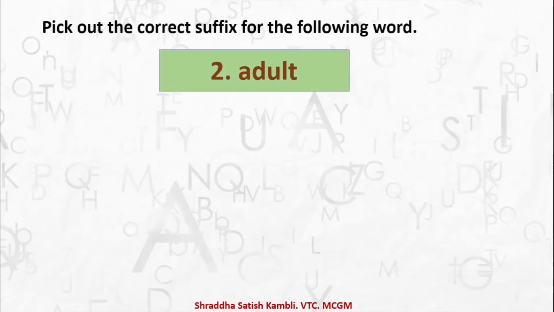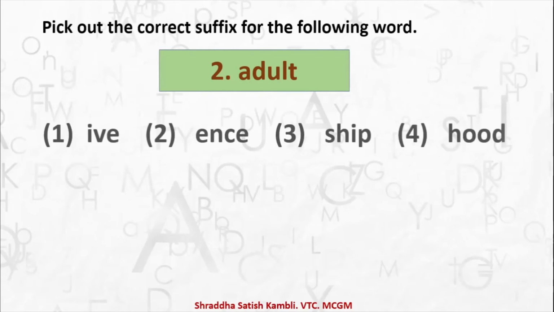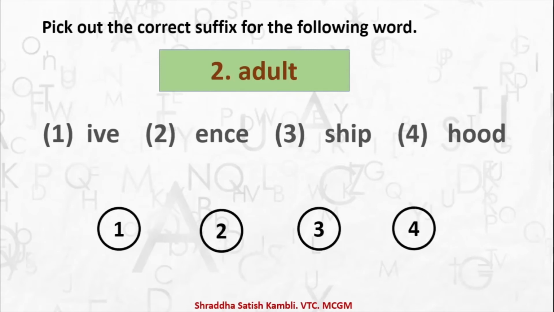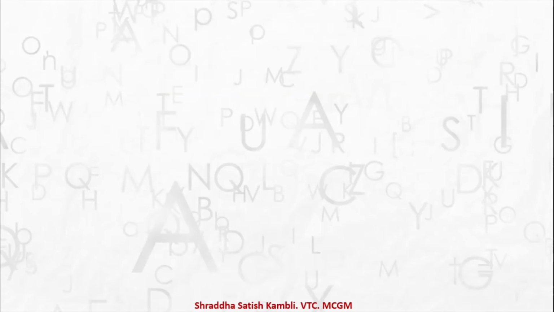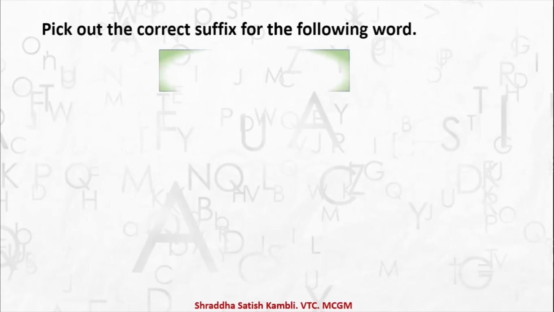Example 2. So we have the word adult, and these are all the suffixes that you could attach to adult, but then we do not want to attach any suffix. Okay, we want to have a right word. So let's see which it could be. Could it be IVE? Could it be ENCE? Could it be SHIP? Or could it be HOOD? Which is it? Yes, it is HOOD. And then you have the new word adulthood.